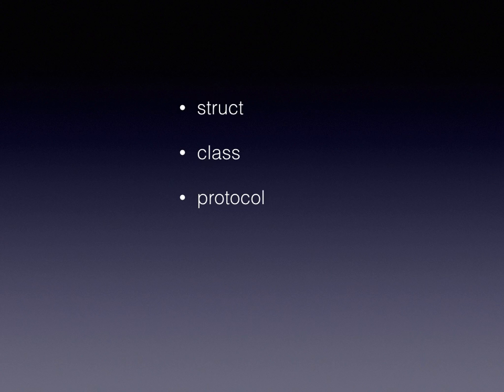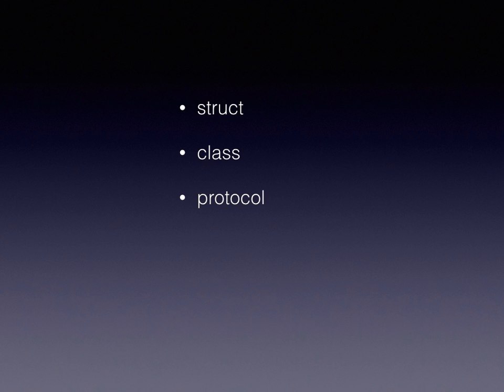Even though struct and class are similar, there are two very important differences. You cannot use inheritance for structures. You can for classes. The second is where instances are stored. Structure is a value type, where class is a reference type.